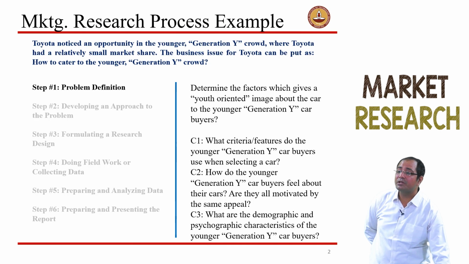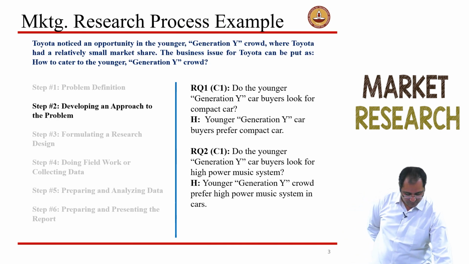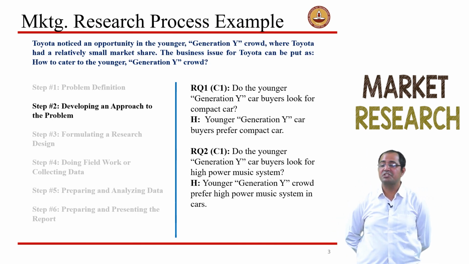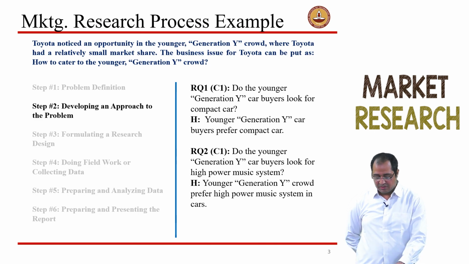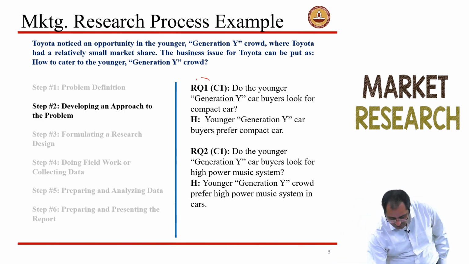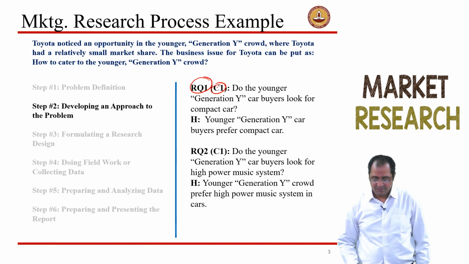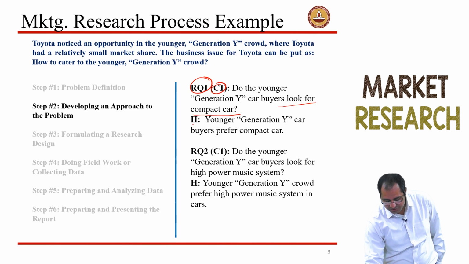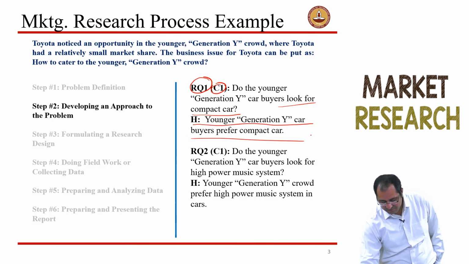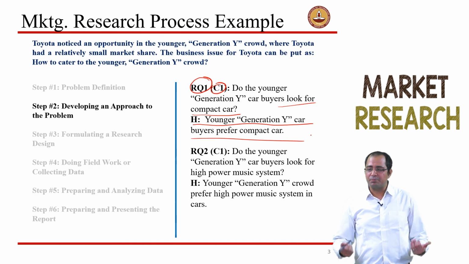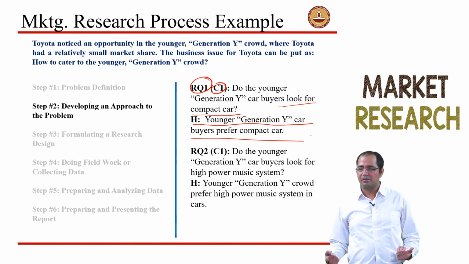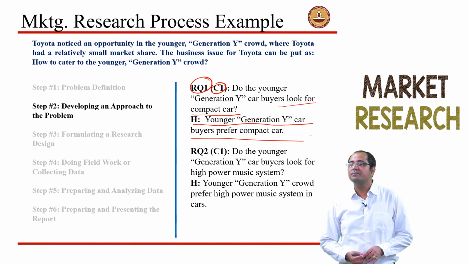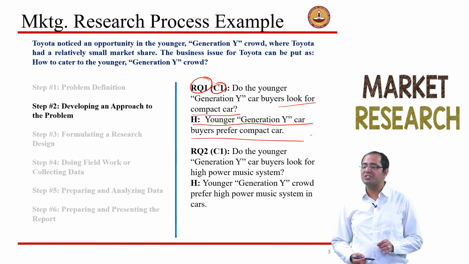In the second step, the components will be broken down into research questions and research questions into hypotheses. If you look at research question 1, it is about component 1. Do the younger generation Y car buyers look for a compact car? And the hypothesis for this is: younger generation Y car buyers prefer a compact car. This is a hypothesis which has to be tested after we frame the research design and collect the data. Likewise, you will break the components into research questions and research questions into hypotheses.